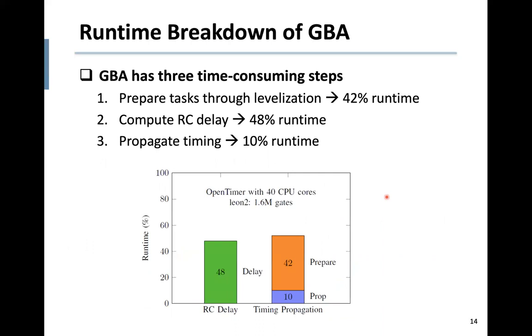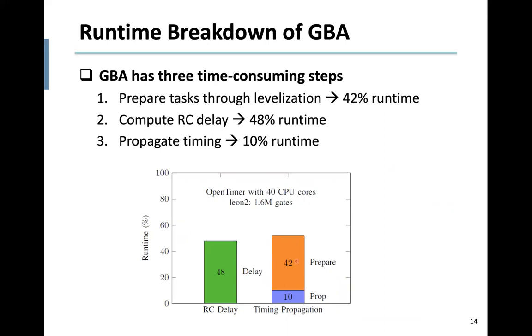Before we offload STA to GPU, we need to know our enemy to attack. So we break down the runtime of OpenTimer on a large design, Leon 2. As shown in this figure, what we found is that the runtime bottleneck in the STA happens in the RC delay update, the green bar shown here in this figure. Almost 48% of the entire runtime is taken by RC timing update. And this makes sense because the RC network, the connection between gates, is very large.